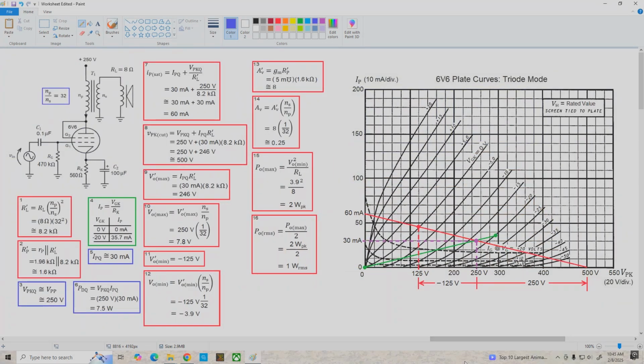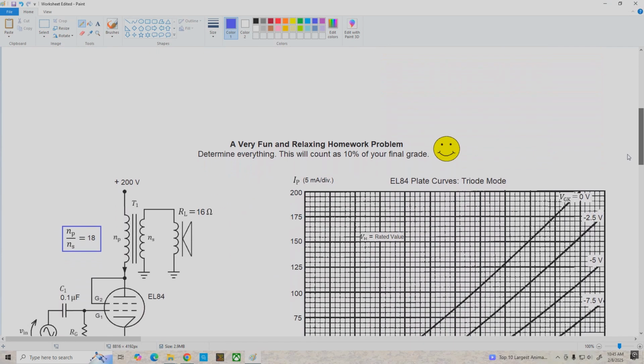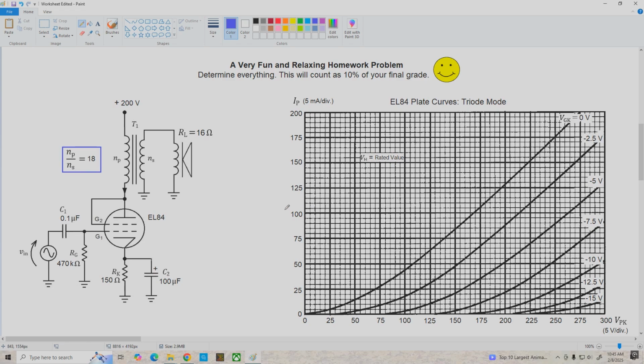I'm going to leave you with a homework problem. And this time we're using an EL84, which is somewhat similar to a 6V6. Our power supply voltage is 200 volts. Turns ratio this time is 18, and we're using a 16 ohm speaker. Here are the curves for the EL84 in the triode mode. And just figure out everything that you can figure out for this circuit, and we'll go over that in the next video. All right, I'll see you next time.